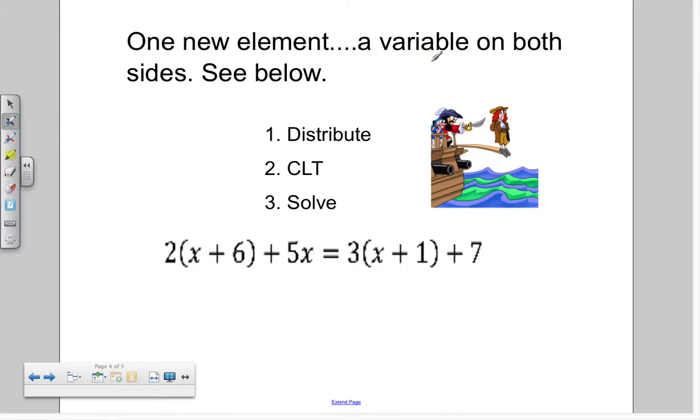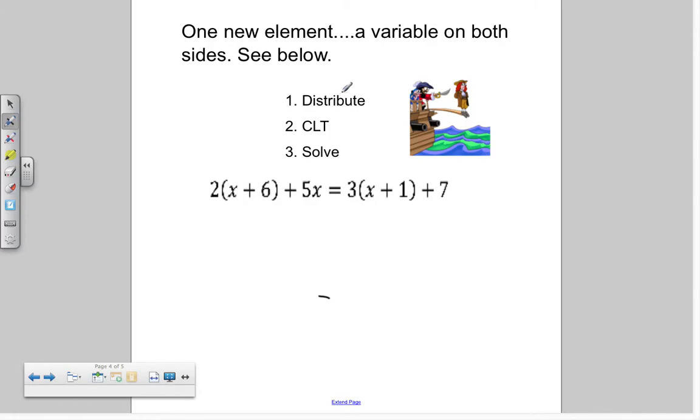Now we have a variable on both sides. See how there's an x on the left side and an x on the right side? I always said you need to start on the side with the variable, but I can't now because it's on both sides. So we're going to follow the same 3 steps as we have before. I'm going to extend this page a little, and we're going to first distribute.